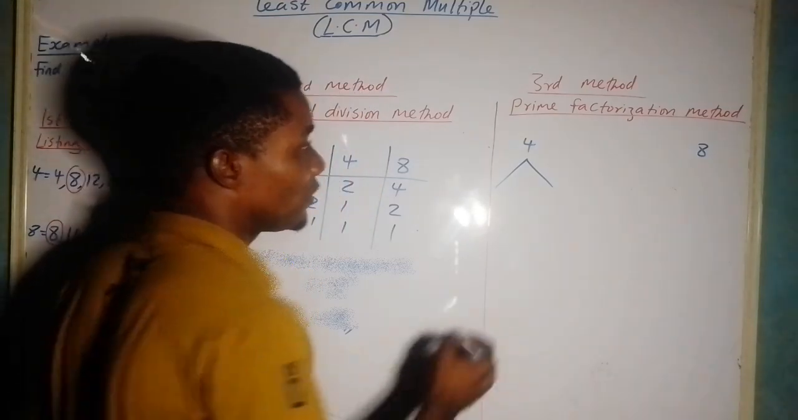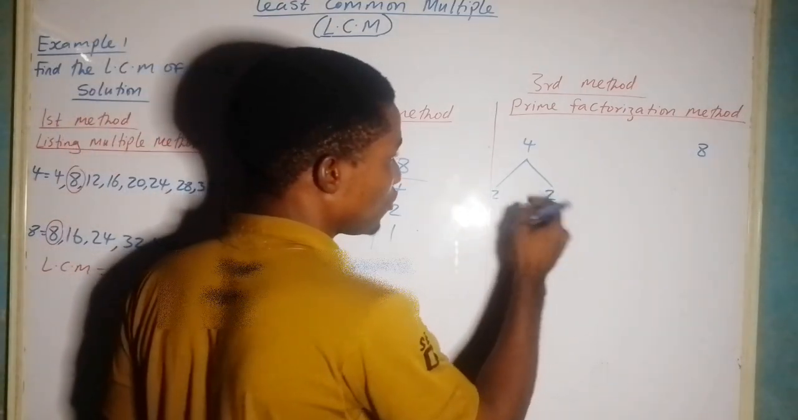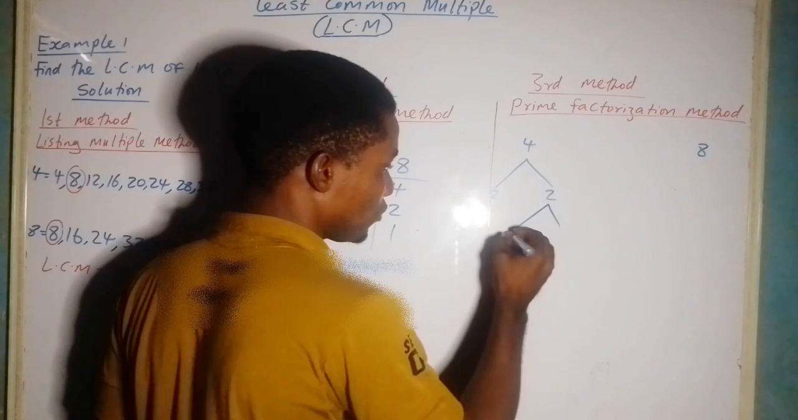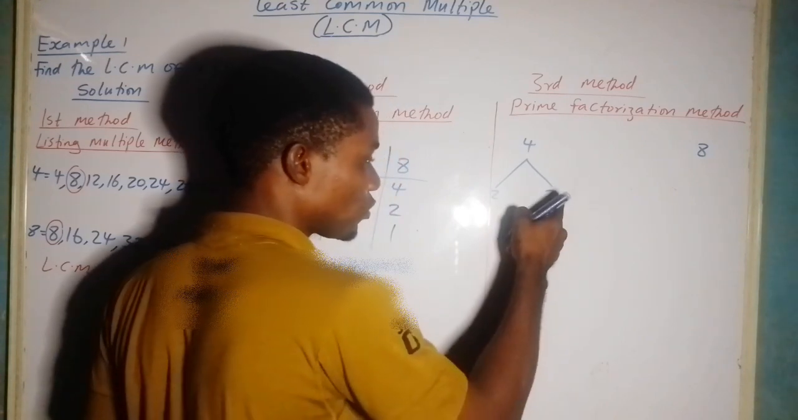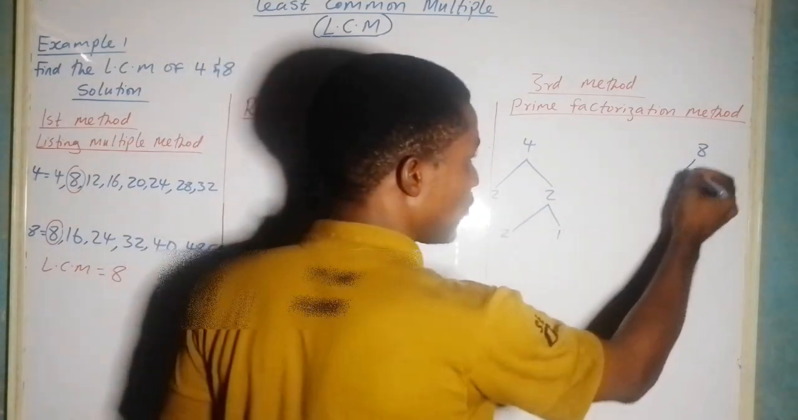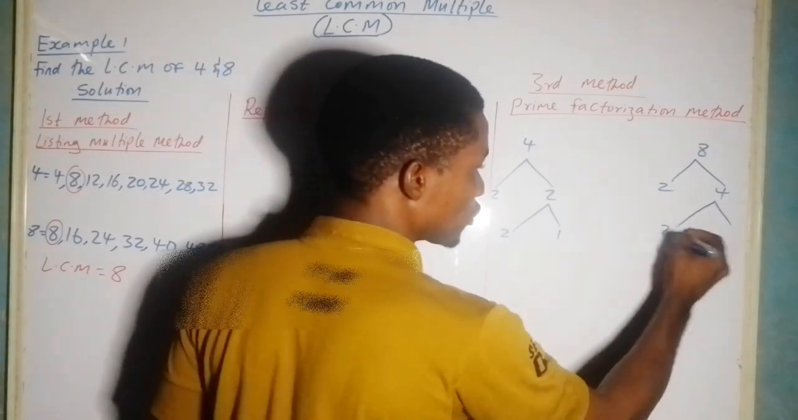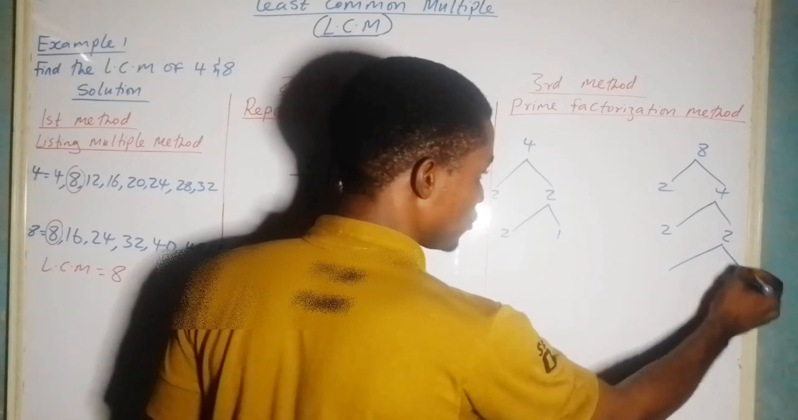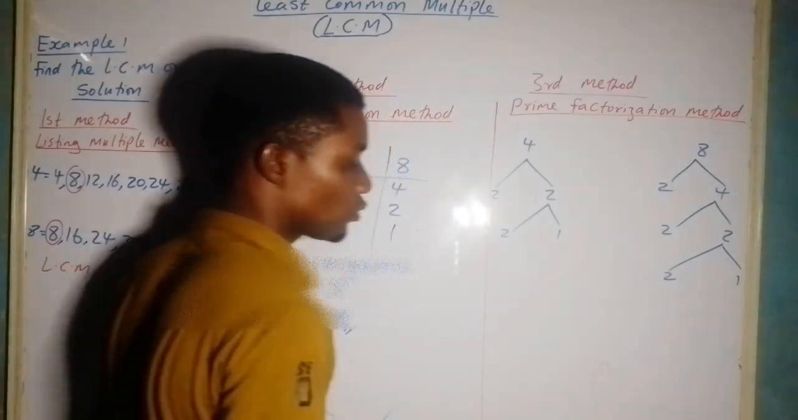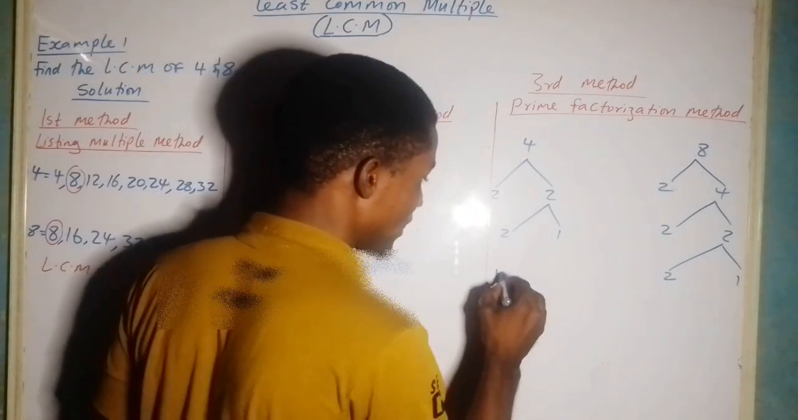Now we take our family tree. 2 times 2 will give me 4. 2 times 1 will give us 2. Now let's take 8. 2 times 4 is 8. 2 times 2 is 4. And 2 times 1 will give me 2.